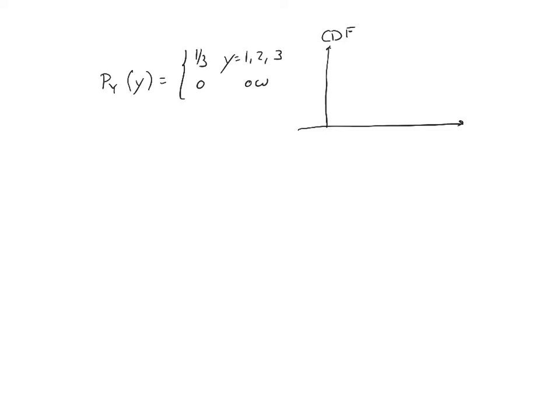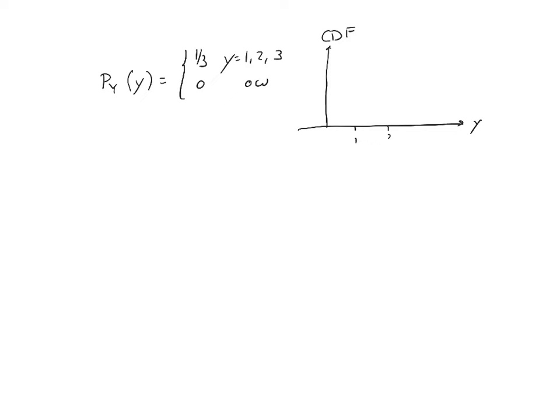For example, suppose y is a discrete random variable which is equally likely to take on the values 1, 2, and 3. So the PMF is 1/3 at y equals 1, 2, and 3, and 0 otherwise. Using the delta function, we'll be able to find a PDF for this function. And the way we do that, of course, is we'll next find the CDF. So here is the CDF.